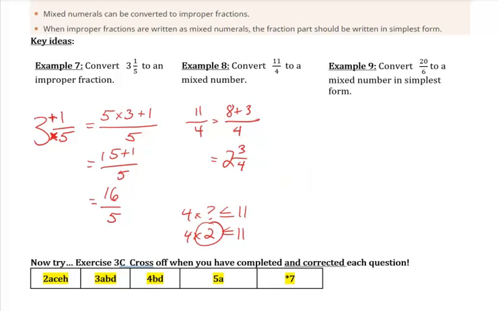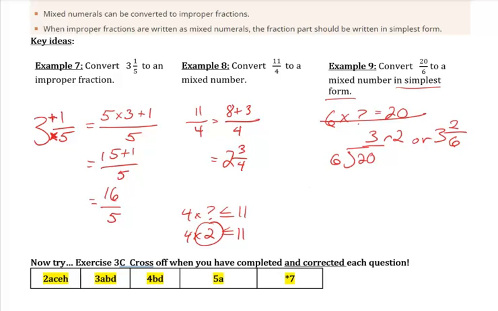Now, converting this one to a mixed number, and here's the kicker, in its simplest form, means that we'll do the conversion first. Which way shall we do it? I think we'll do, how many times does 6 go into 20? 20 divided by 6 is 3. That's 18, remainder 2. 2 what? 2 sixths. So we could do that.